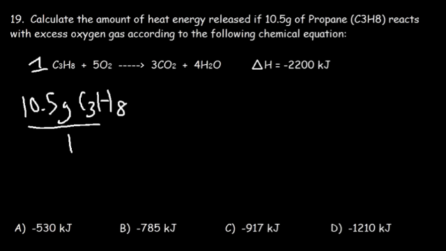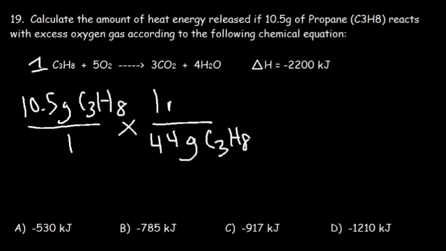Whenever you need to convert grams to moles, you need the molar mass. So 3 carbon atoms, carbon's about 12, so 3 times 12, that's 36, plus 8 for the 8 hydrogen atoms. So propane has a molar mass of approximately 44. So 44 grams per 1 mole. So the grams of C3H8 will cancel.